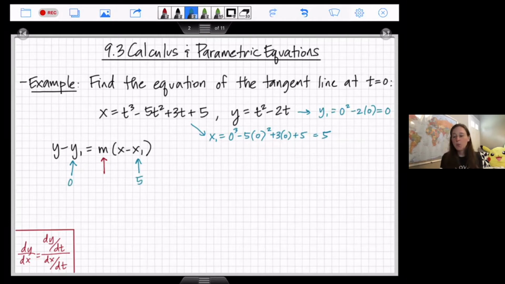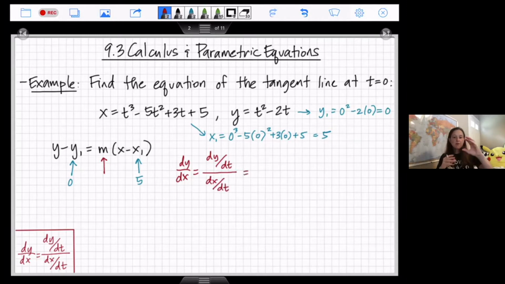Now we just need to find the slope. The slope is what we get when we plug our numbers into the derivative. So let's find that derivative, our dy/dx. Our formula said this was equal to dy/dt over dx/dt. The top part of the fraction says take the derivative of the y equation with respect to t. This is an easy polynomial derivative. That's just going to be 2t minus 2.